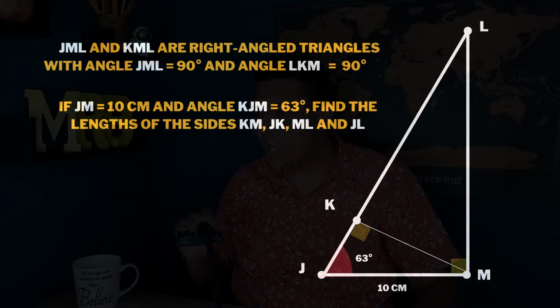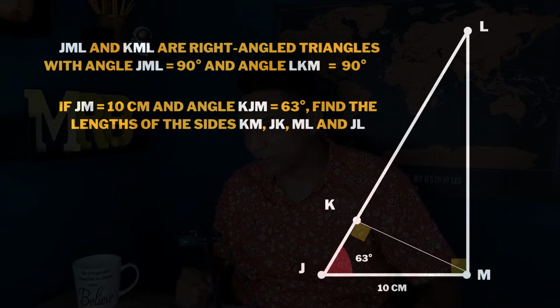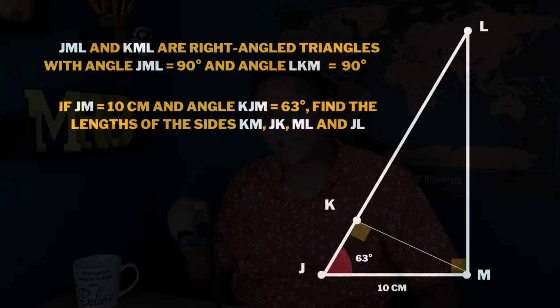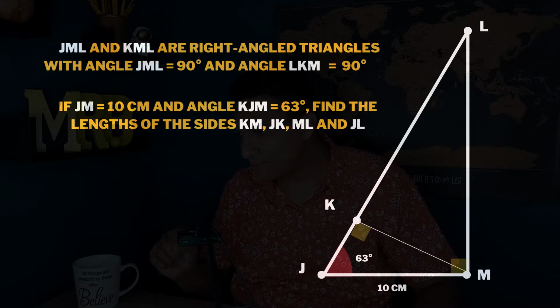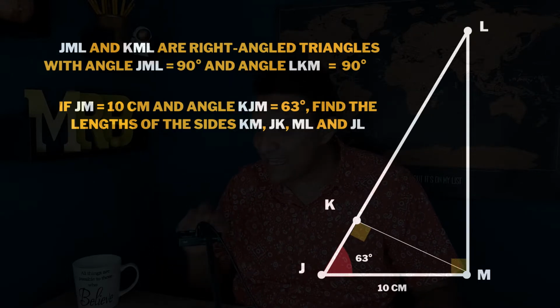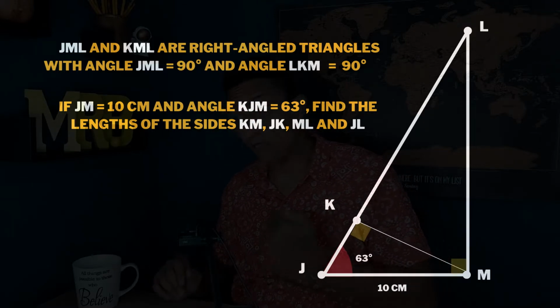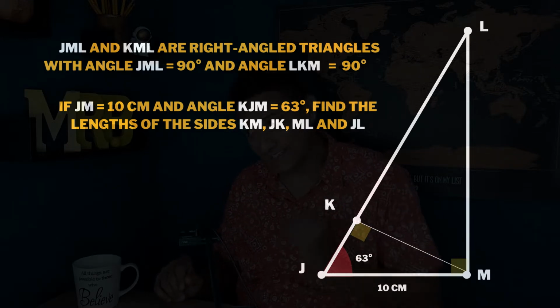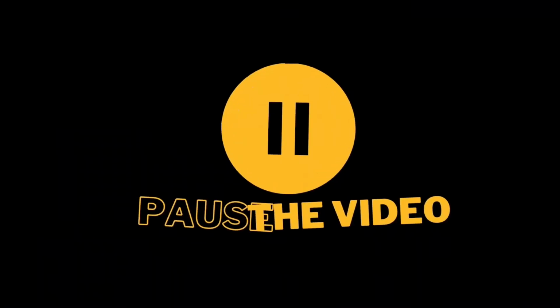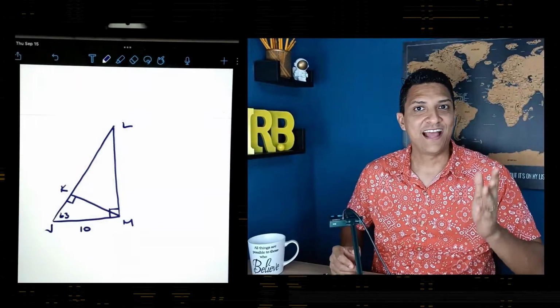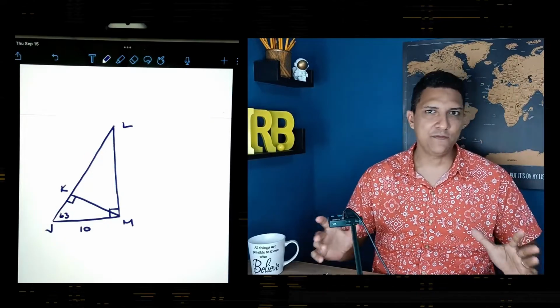It says, JML and KML are right angle triangles with angle JML equals 90 degrees and angle LKM equals 90 degrees. If JM, which is a segment, equals 10 centimeters and the angle KJM equals 63, find the length of these sides, KM, JK, ML, and JL. So pause the video and try to solve it. Then come back and we're gonna check the answers. Okay, so I imagine that you already did it. Let's check if you got it correctly.